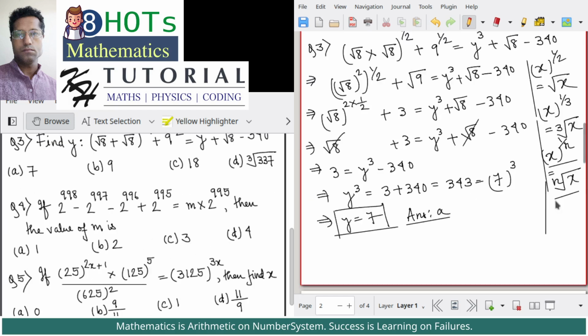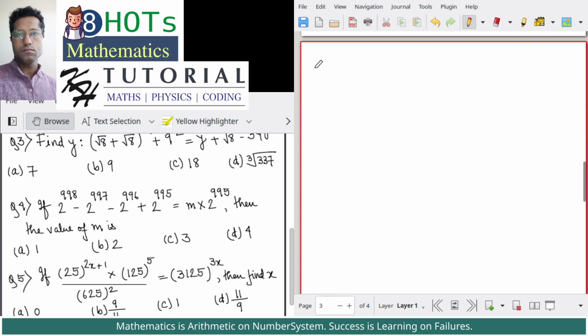Okay, let's do problem number 4. If an equation is given, we have to find the value of m. So the equation is 2 to the power 998 minus 2 to the power 997 minus 2 to the power 996 plus 2 to the power 995 is equal to m multiplied by 2 to the power 995. So we have to find the value of m.